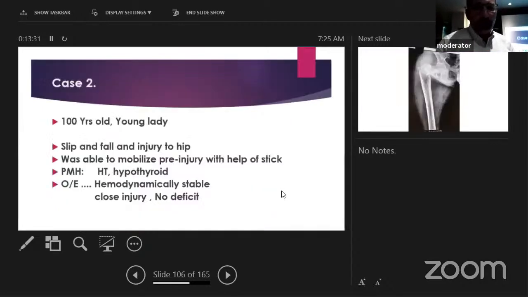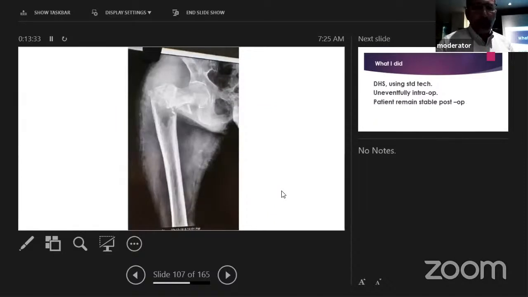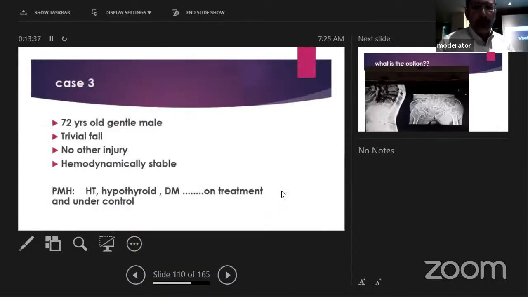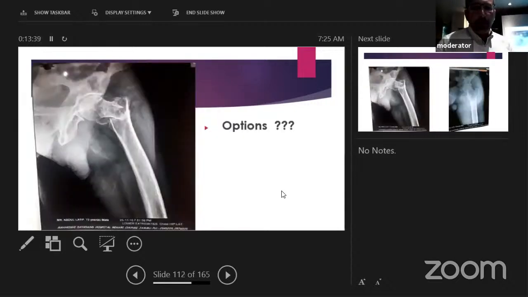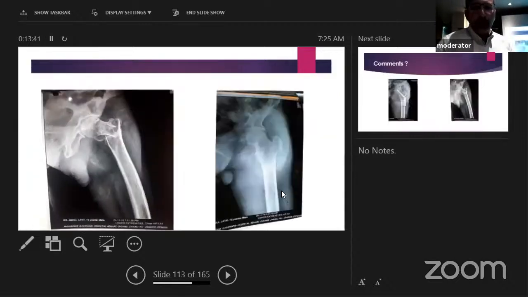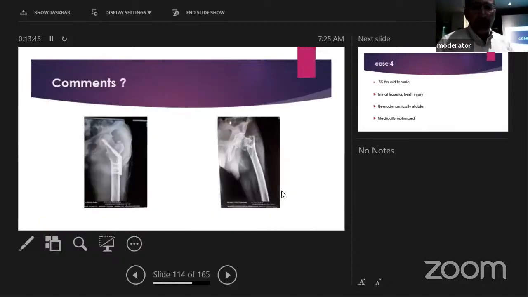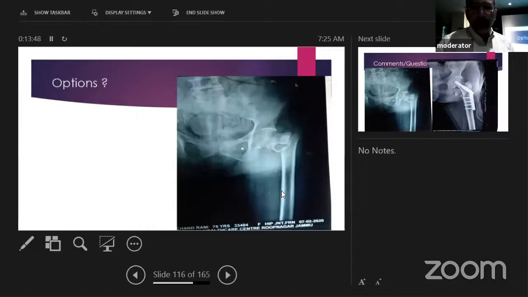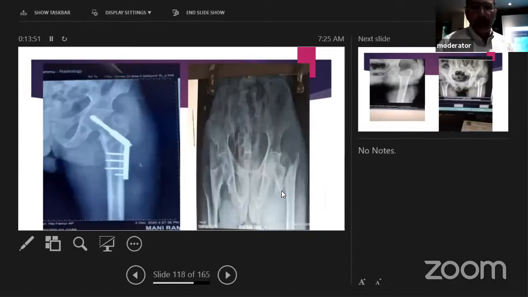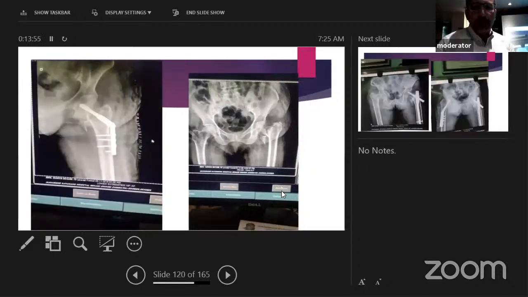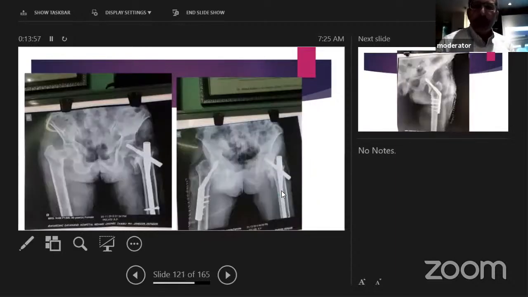Another lady, just 100 years old, with a trochanteric fracture, DHS again, done very well. Another with interpretation view, DHS again. Another 75-year-old lady, intertrochanteric fracture, DHS again, no issues. Another patient, DHS again. Had a nailing on the opposite side.